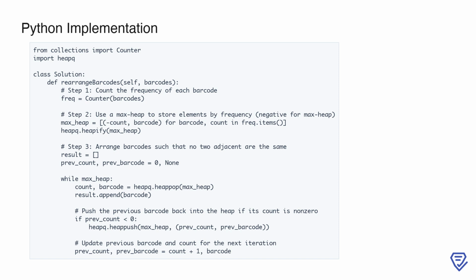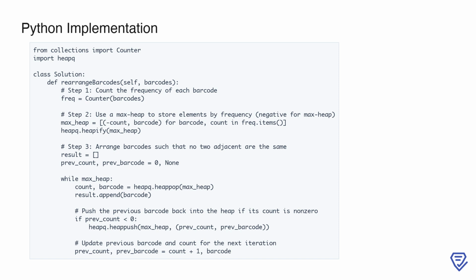After that, we set up an empty list called result to store the rearranged barcodes and initialize variables, prev_count and prev_barcode, to track the barcode from the previous step and its remaining count. The goal is to ensure that no two adjacent barcodes are the same as we build the result list. Now, we enter a loop that continues until the heap is empty. Inside this loop, we pop the barcode with the highest frequency from the heap, append it to the result list, and check if the previously used barcode still has a remaining count. If it does, we push it back into the heap. This ensures that we alternate between barcodes as much as possible.